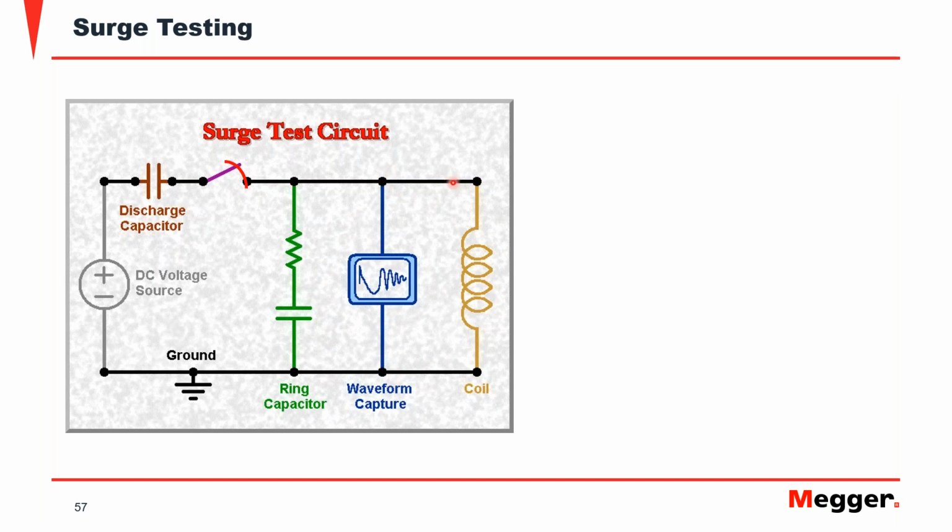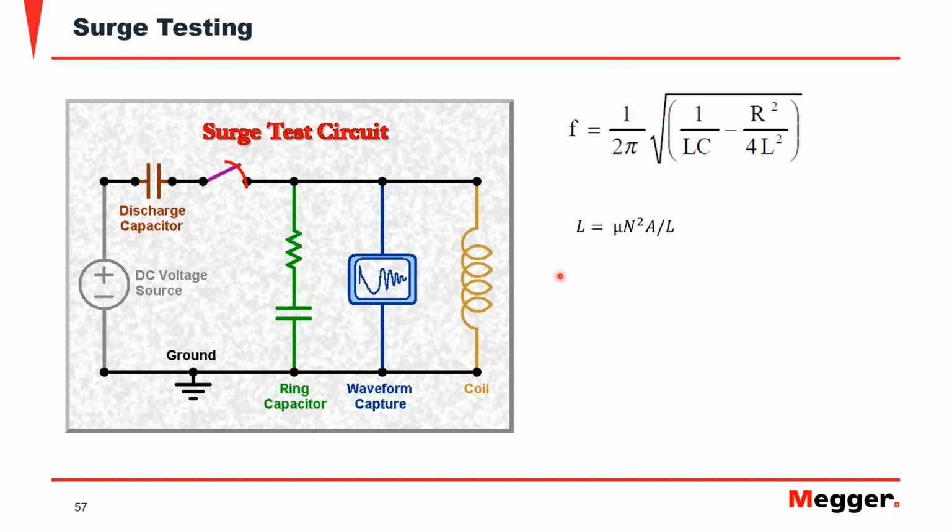If we look here, what we are capturing is the voltage of the coil. Now that waveform will have a frequency. This is a resistive, inductive, capacitive circuit, an RLC circuit, and the response of an RLC circuit will have a frequency that has this form. Now, remember that the inductance in coils has an equation that's roughly proportional to the square of the number of turns in the coil.